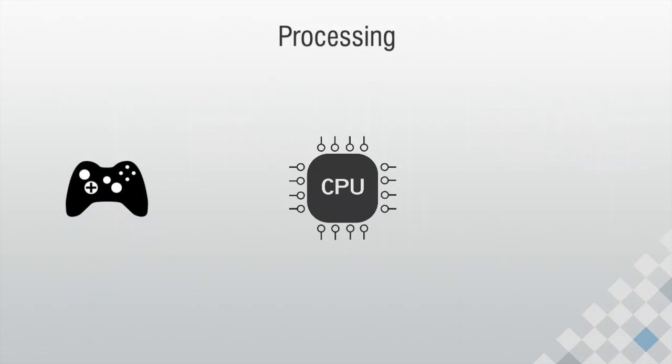However, the computer quickly performs calculations on the input, converting the raw electrical signals into data. This is called processing. For example, the computer may process input from a button on a controller into a command to make a video game character jump.